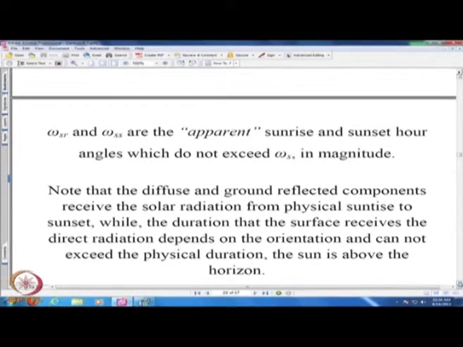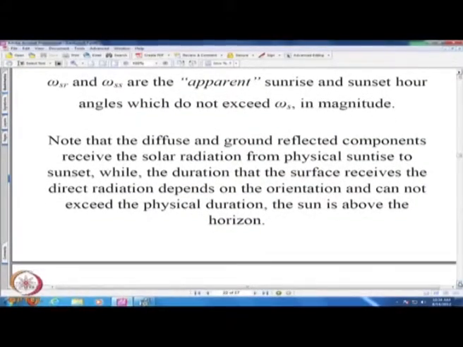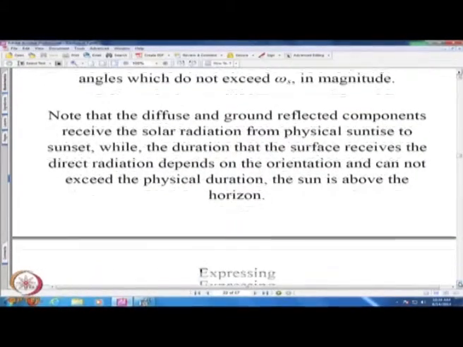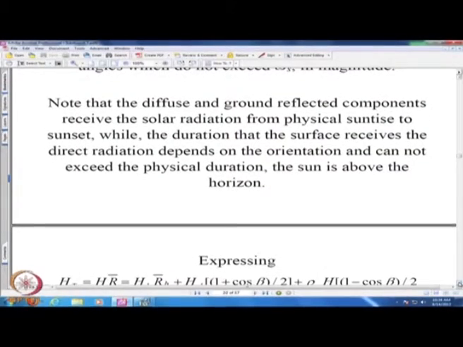So, this already I have emphasized that the diffuse component and the ground reflected component shall be received all the while, whereas the direct radiation will be received depending upon the orientation of the surface, a part of the sunshine duration or at most equal to the sunshine duration.